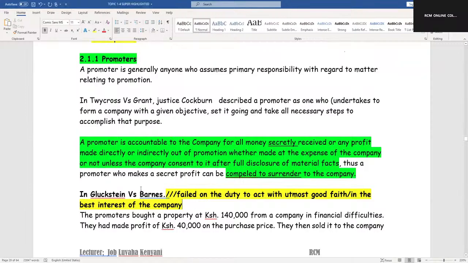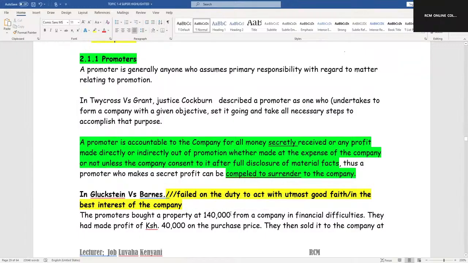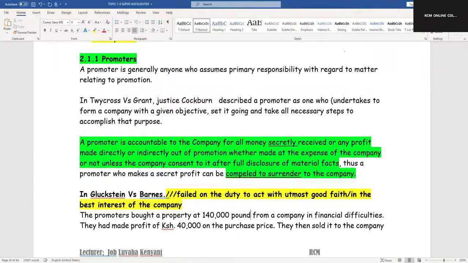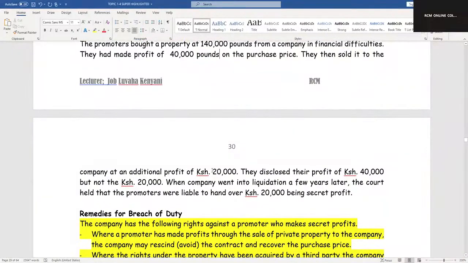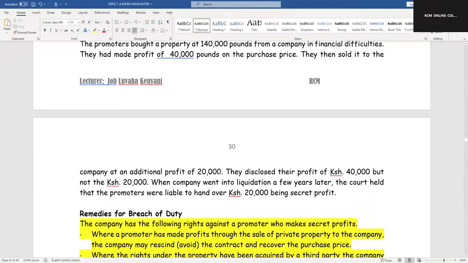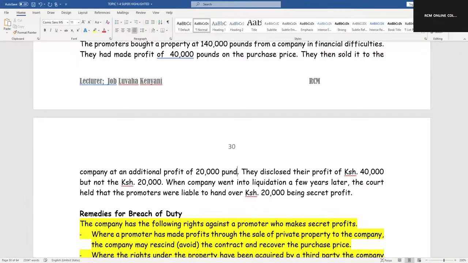Gluckstein versus Benz. What happened? The promoters of the company bought a property for 140,000 pounds from a company in financial difficulties. They made a profit of 40,000 pounds on the purchase price. They then sold it to the company at an additional profit of 20,000 pounds. They made a profit when they were selling this asset to the company.